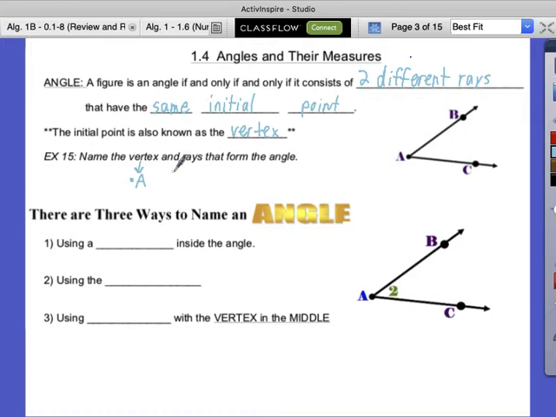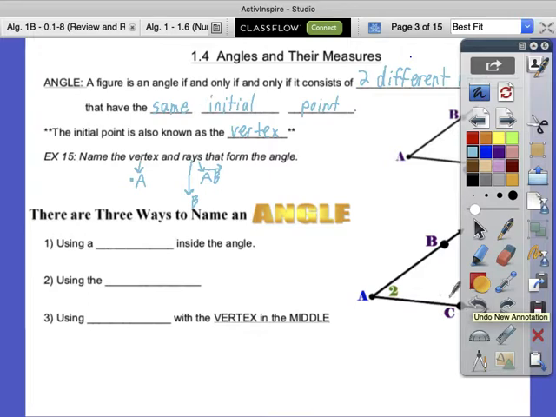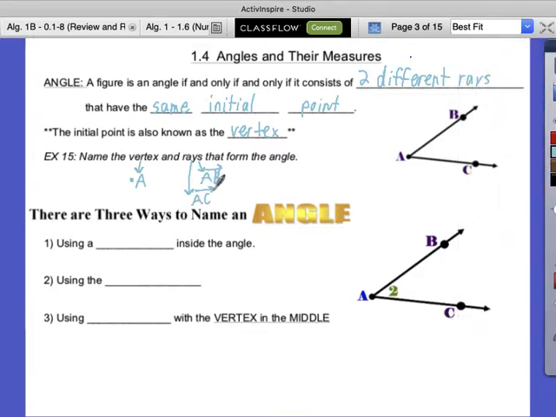Now, what are the two rays that form the angle? AB and AC. Okay, ray AB, ray BC. Wait, not BC, but AC, excuse me. Could I call it ray CA? No. With rays, we have to go in a very specific order, okay? Questions on that? On why those would be the rays, why that's the point, how they form an angle?